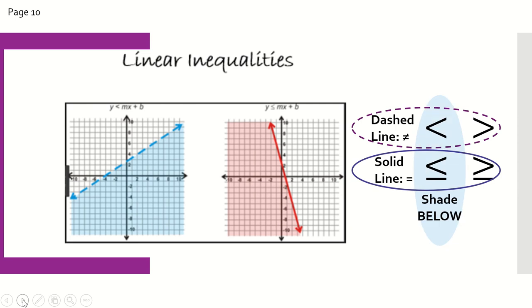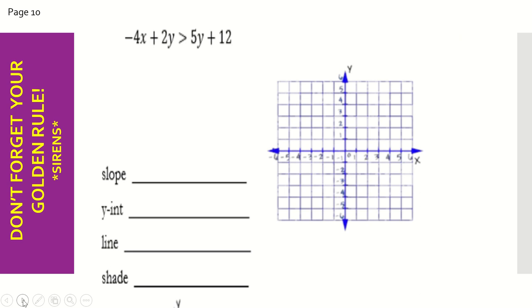If it's less than, we would shade below the line. And if it's greater than, we would shade above the line. So here's an example. And when we work with inequalities, before we get started, do not forget your golden rule of inequalities: if you multiply or divide by a negative while getting your variable y by itself, do not forget to flip your inequality sign.